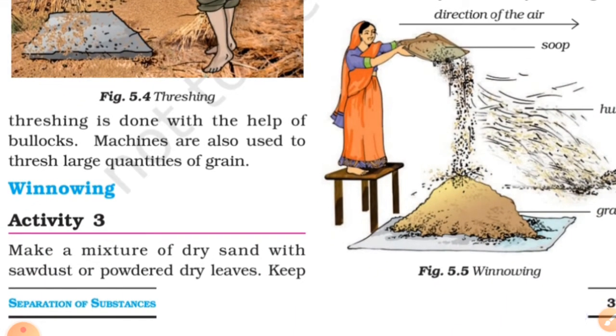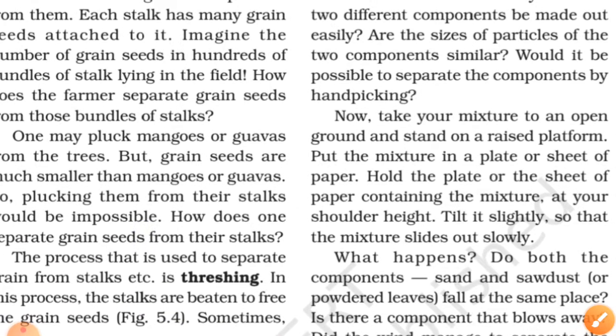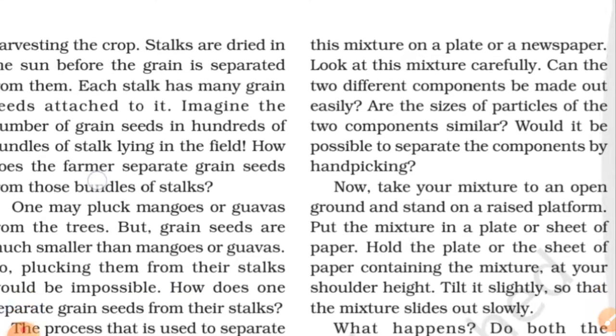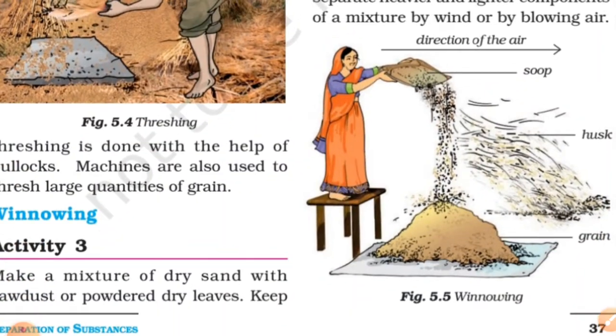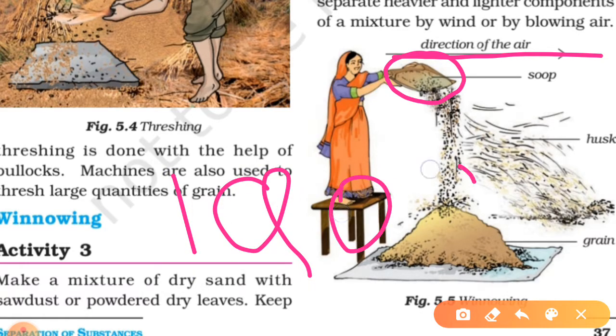Okay, so the next method is winnowing. Let's learn what the method of winnowing is. Winnowing is fully based on the direction of air. In winnowing, we take a small component like this, in which grains and stone and dust particles are all mixed, and it is also used to separate a large quantity of grains.